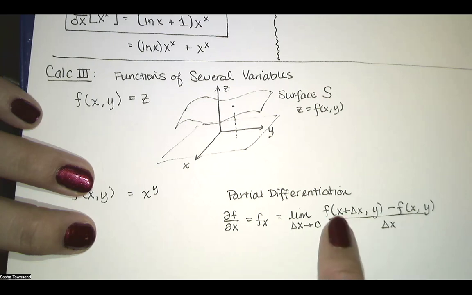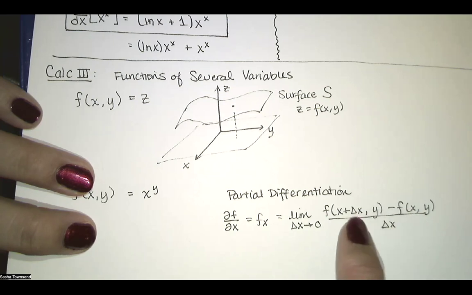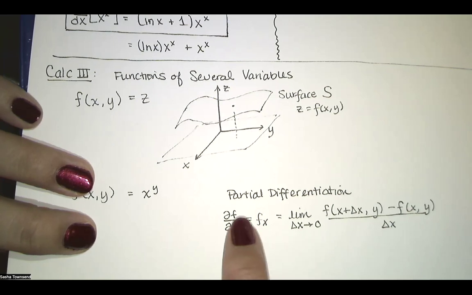We start at x plus delta x, and then we end at x, and we take the change in z as x changes from x to x plus delta x, and we divide by that change in x, and then we take the limit as the change in x goes to 0. That's the partial derivative of f with respect to x.